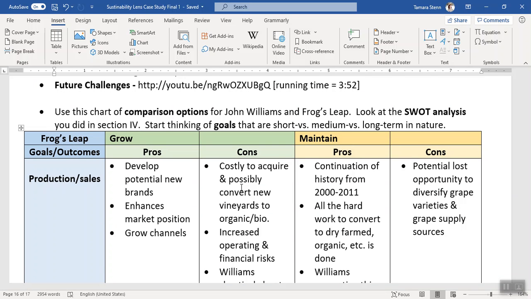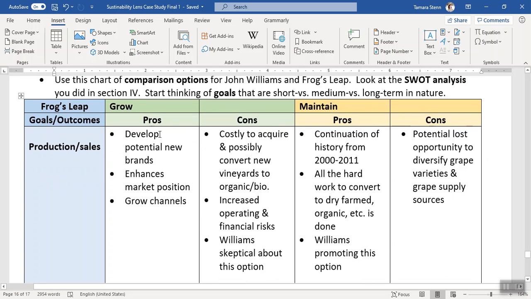So there's pros and cons to each of these, and we're looking at things that can grow the business and things that can maintain the business, right? Because growth without maintenance is just out of control and it's not going to be sustainable. So in the area of production and sales, some of the good things, the pros, is that they're developing new brands. So they're always expanding their offering of wines, and that enhances their position in the market. It grows new channels that they can sell their wines at.